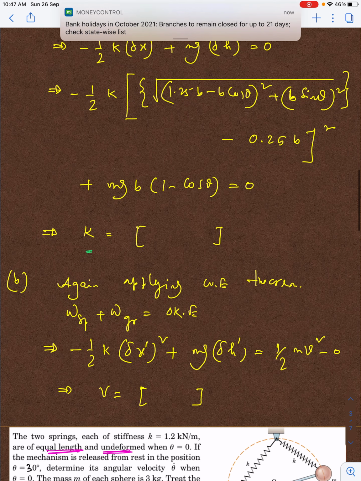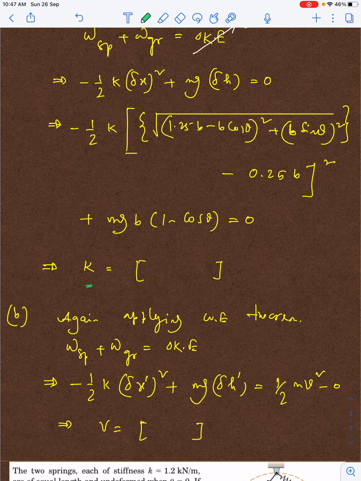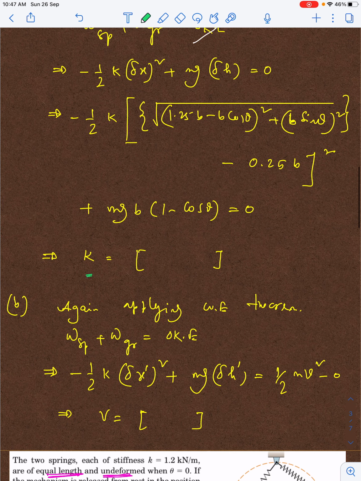And for the second part of the question, we are again applying the work energy theorem. We are writing work done by the spring plus work done by gravity is equal to change in kinetic energy. Now here in this case, when theta equals 37 degrees, the system is not at rest, so it will have some velocity. For that we will do the same calculation. Half K into delta X prime square, we will calculate the extension of the spring as we have calculated in the previous case. Mg into delta H prime, in a similar way we will calculate, that will be equal to half mv square minus 0, and from there we can get the value of V. So it's a simple thing.